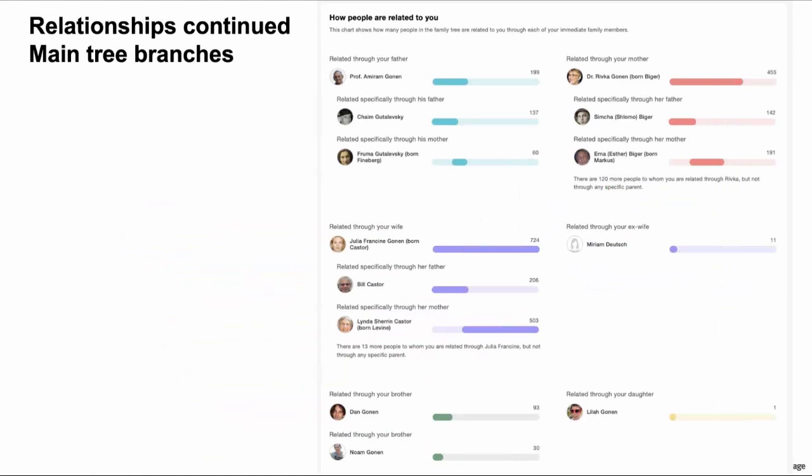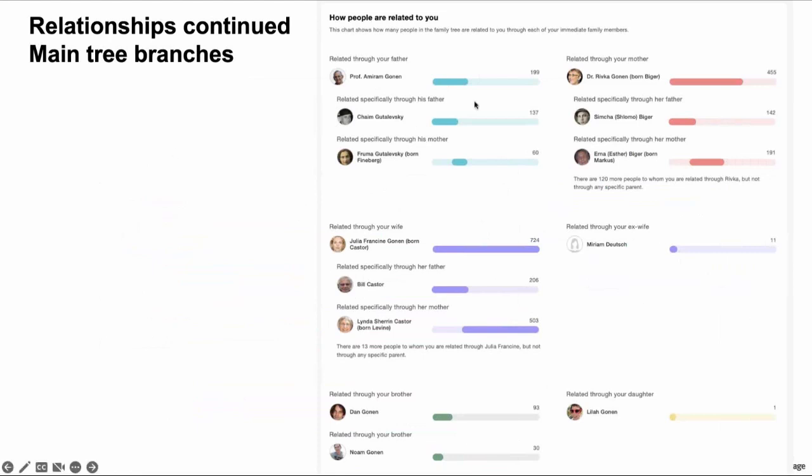Scrolling down, we get to a section called How People Are Related to You, which basically looks at the main branches of the tree away from me. So we looked at how many steps away from me people are, and how many generations above and below me they are, and how many marriages away from me. But another interesting way to look at it is what we see here, the blue section, which is all the people in the tree who are related to me through my father. So basically my father's line.